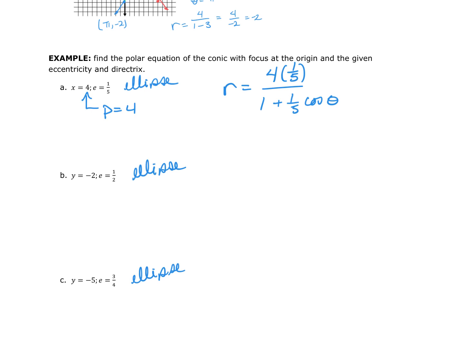If we look at our next one, we know it's an ellipse. We know our e, so we know we have r is equal to, our p is always going to be, excuse me, it's not always 2, it's positive 2. So 2 over 1/2, because that's my ep. And then I have 1. Because y is equal to a negative number, we know in the denominator it's going to be 1 minus. And in particular, because it is y equals, we know this is going to be sine, so it's going to be 1 minus 1/2 the sine of theta.